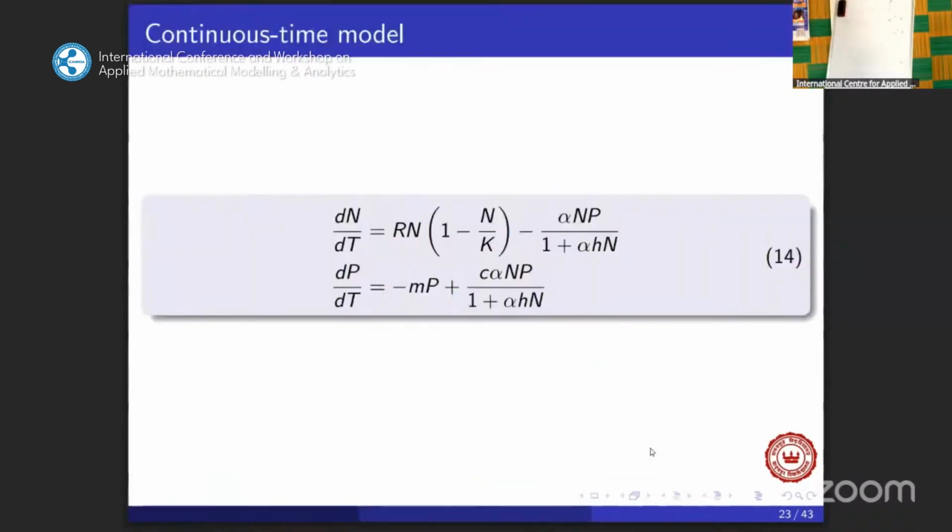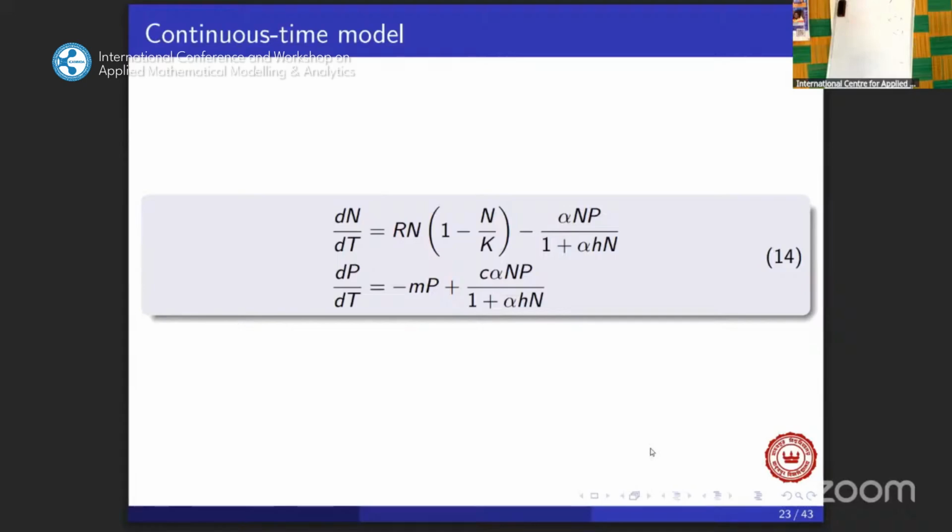Next slide. See, how many parameters are there? R, K, alpha, H, C. We try to non-dimensionalize the system. What is dimensionless? Here, see, N has the dimension of population, either lakh or thousand or crores. T is time, which may be seconds, minutes, hours. So it has a dimension.